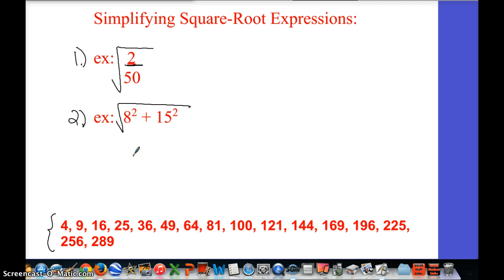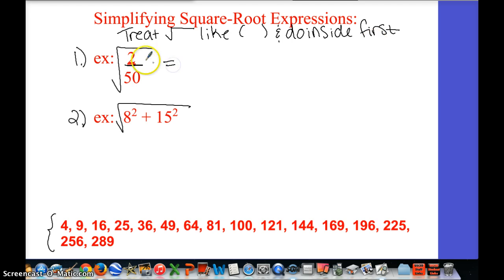The first thing you want to do is treat the square root like parentheses and do inside first, if possible. So for number 1, I could say, well, I can divide each of these by 2. So I get the square root of 1 over 25. If I look at my list, and I guess we could add 1 on here too, I can now break this up. And I can say, well, this is the square root of 1 over the square root of 25, which the square root of 1 is just 1 over 5.